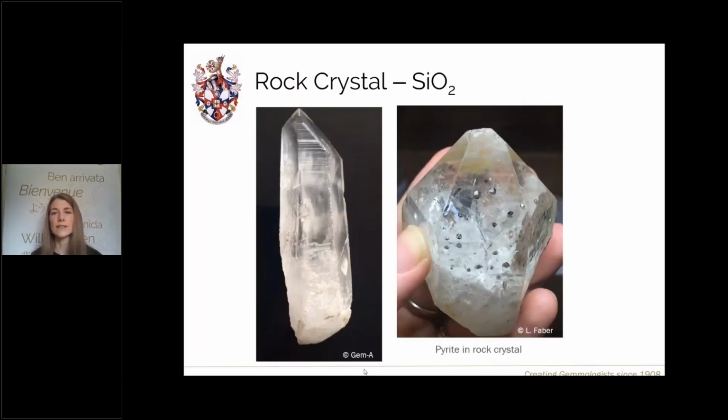Rock crystal is our silicon dioxide that doesn't have any real additional elements giving it color. So the image on the left is a nice example of a rock crystal, and it has 6 sides to it. It comes to a pyramidal termination, and they often have a broken base because they're being taken out of geodes or out of their host rock.